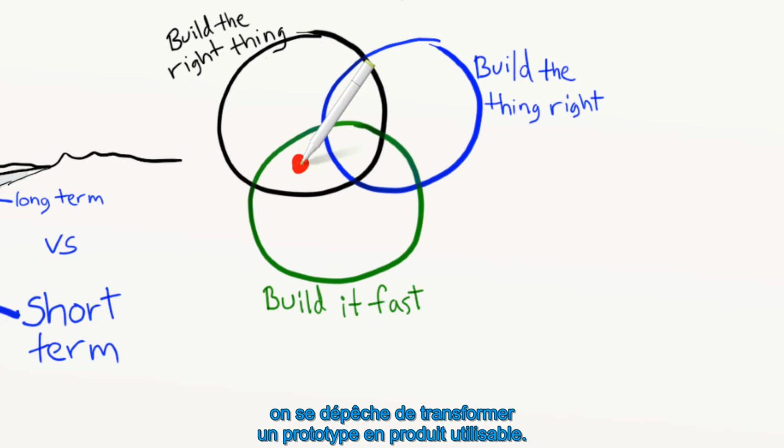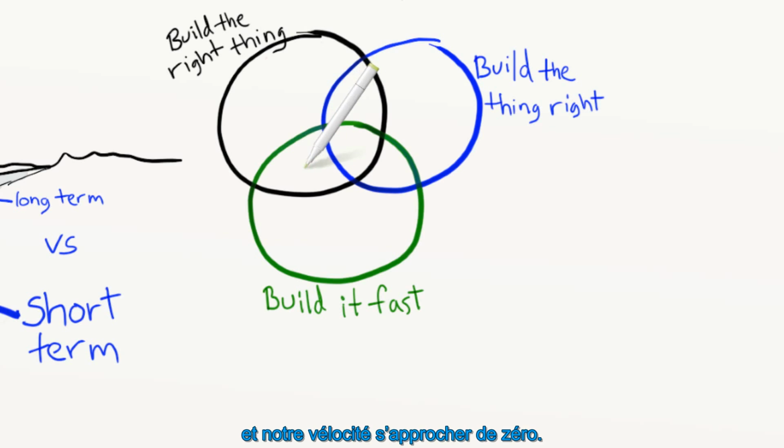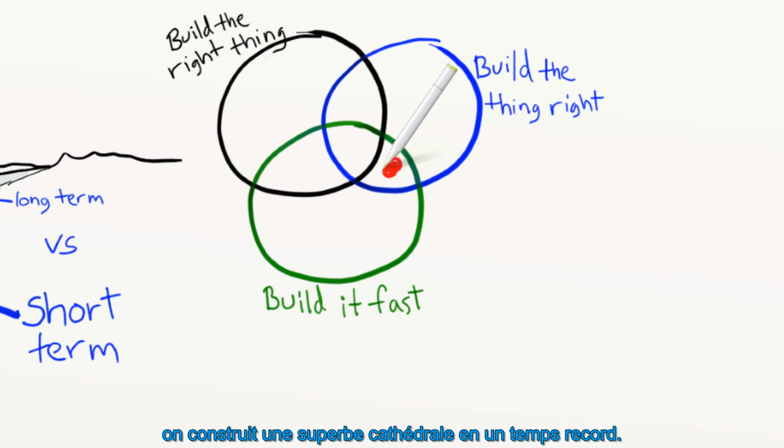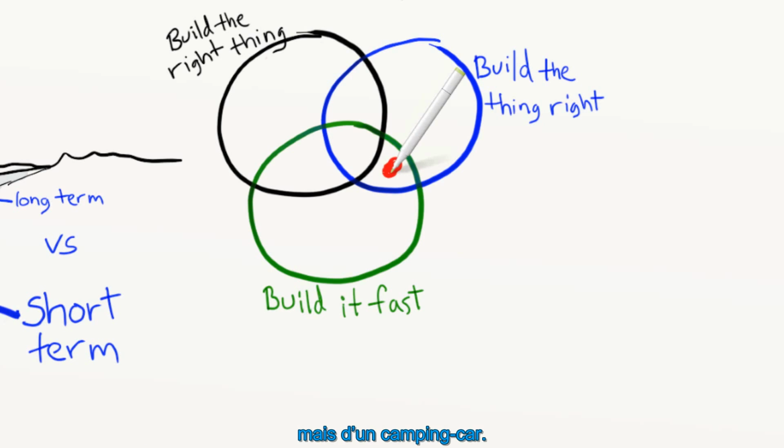Or suppose we are here, rushing to turn a prototype into a usable product. Great for the short term perhaps, but in the long term we might be drowning in technical debt and our velocity will approach zero. Or suppose we are here, building a beautiful cathedral in record time, except that the users didn't need a cathedral, they needed a camper van.